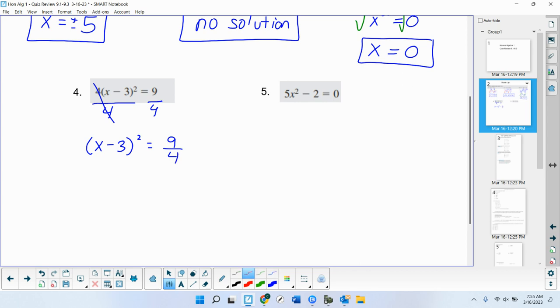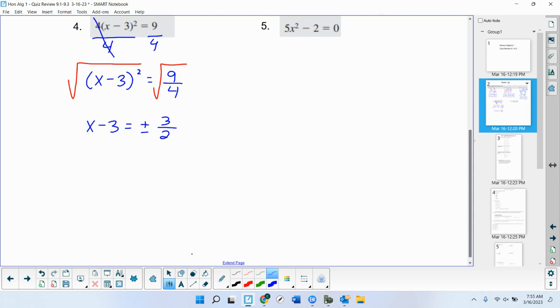So then I found the square root of both sides. Take the square root of both sides, and when you do, you get what? X minus 3 equals... And what did you forget in front of the 3/2? Plus or minus. Okay, a couple things here. When you take the square root of both sides, the square root of 9 is 3, the square root of 4 is 2. Don't forget the plus or minus. Now, how do I solve this for x? You add 3 to both sides.